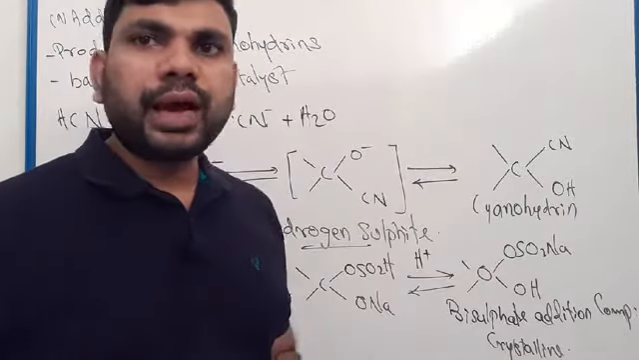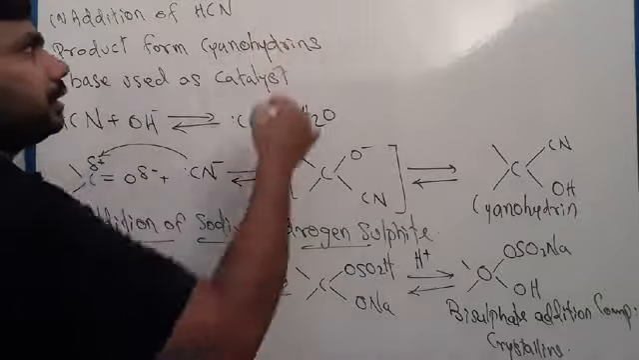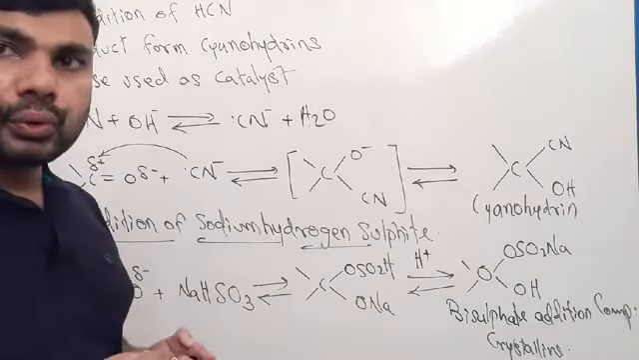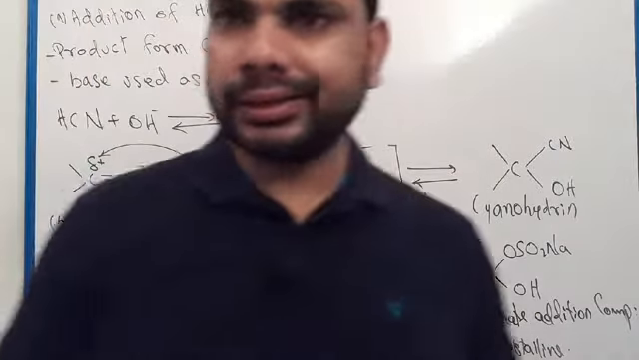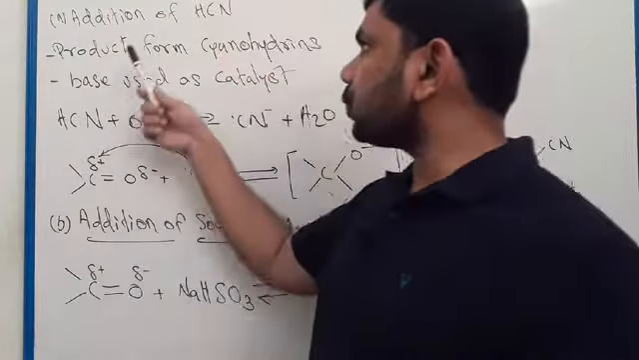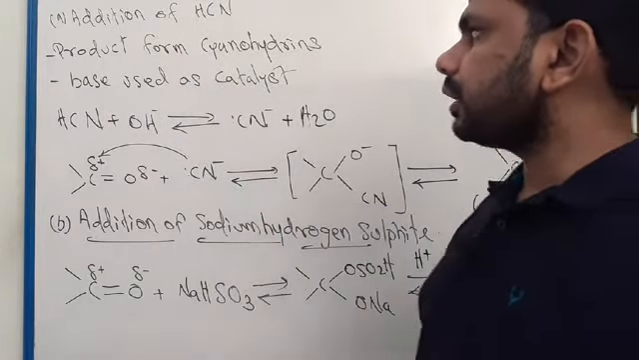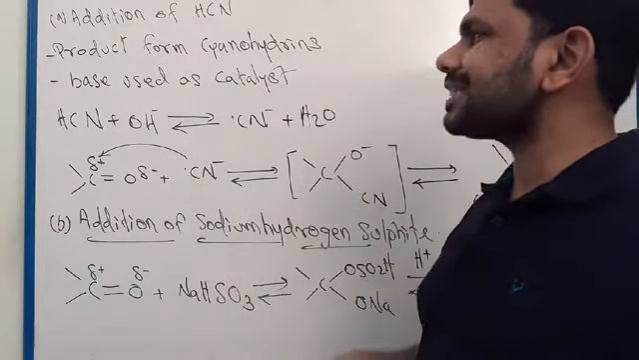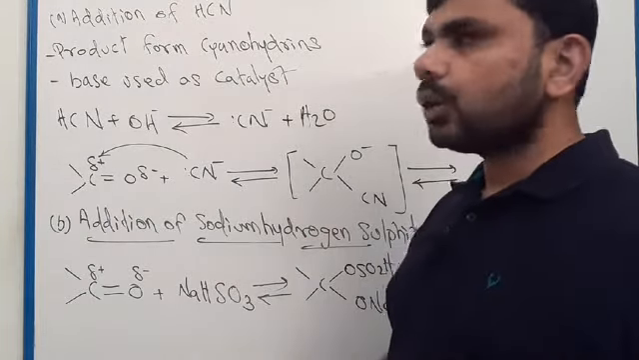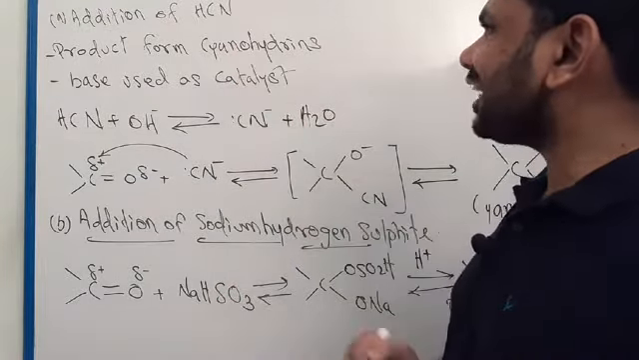Clear? Okay, next we have to discuss important examples of nucleophilic addition. First one, addition with hydrogen cyanide, HCN. This chemical reaction takes place in the presence of alkali, in the presence of a base. The product formed by this chemical reaction is cyanohydrin.